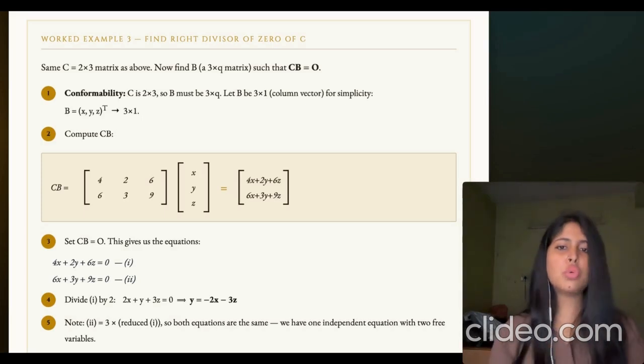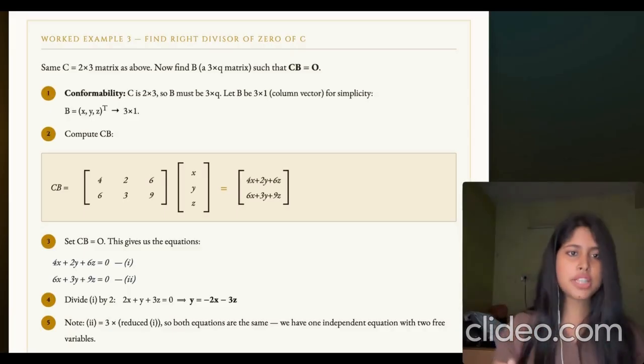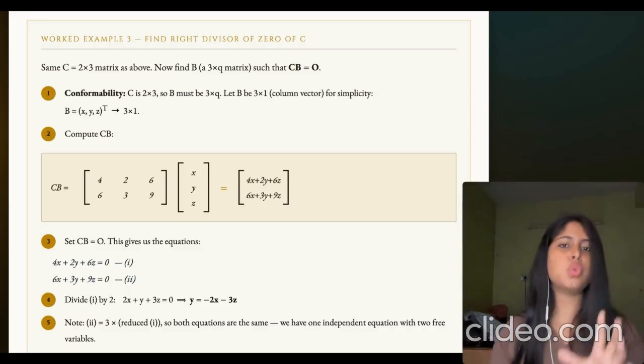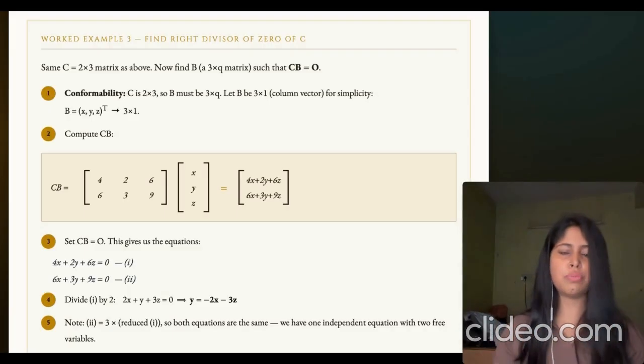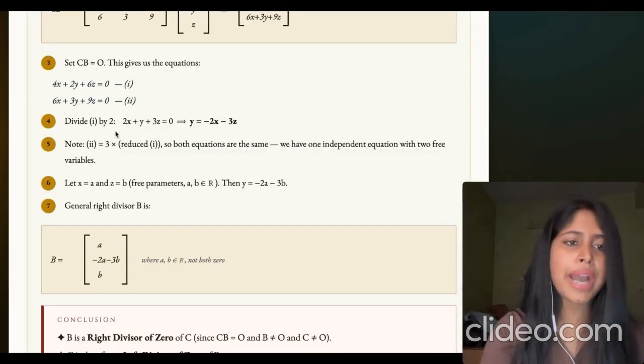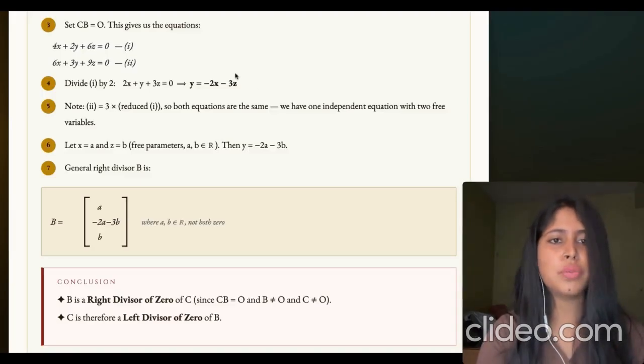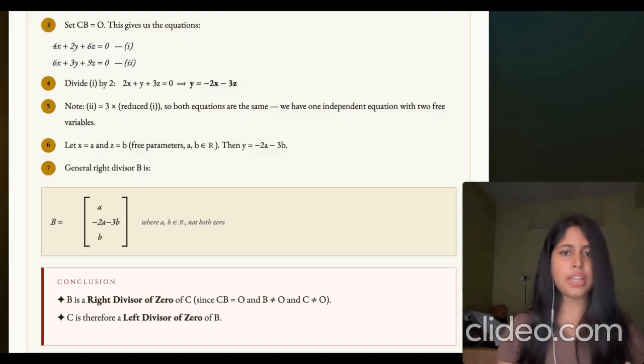Now next you need to do what? You need to set each equal to 0, because we are setting it up to the null matrix, right? So from these two equations, from the first equation you can see that 4x plus 2y plus 6z is equals to 0. Now if I divide equation number 1 by 2, then we get 2x plus y plus 3z is equals to 0. Then from here we are getting that y is equals to minus 2x minus 3z.